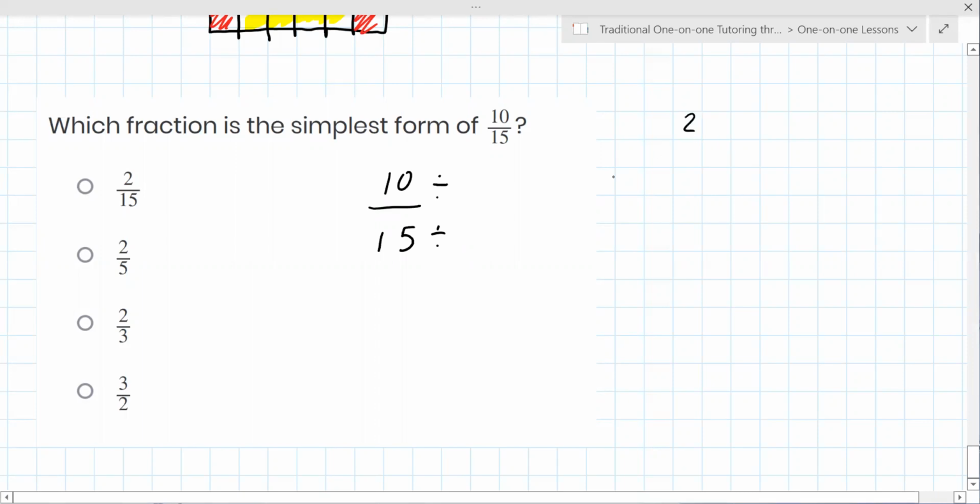Does 2 go into 10 and 15? It goes into 10, but not 15. Yeah. How about 3? Does 3 go into 10? No. But it does go into 15, but it's got to go into both. How about 5? Yes. Yes, they both divide by 5.